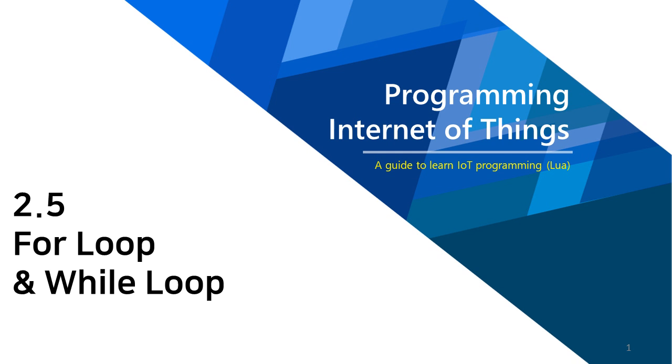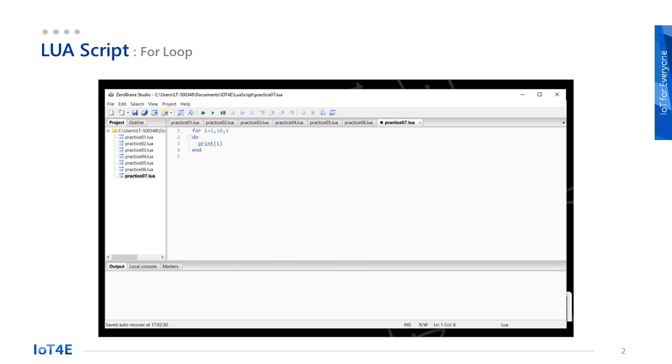In this lesson, we'll go over two loops, the for loop and the while loop. A for loop has three statements. First one is the declaration of the initial value. This is executed only once in the beginning. Second statement is the condition. This condition is checked after every iteration of the loop.